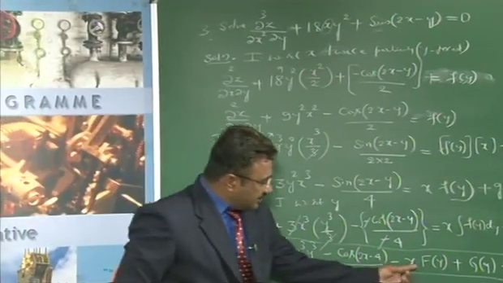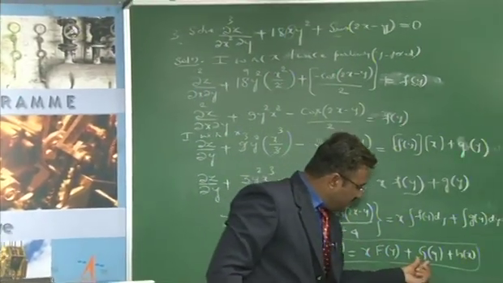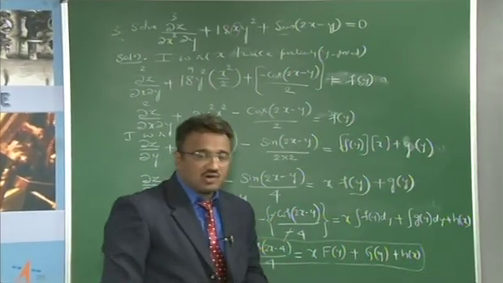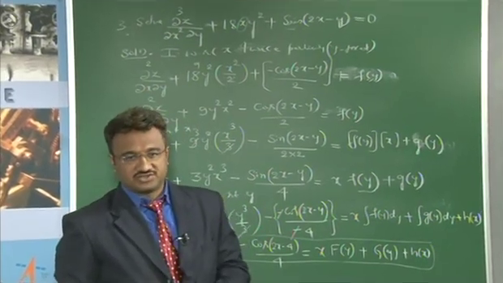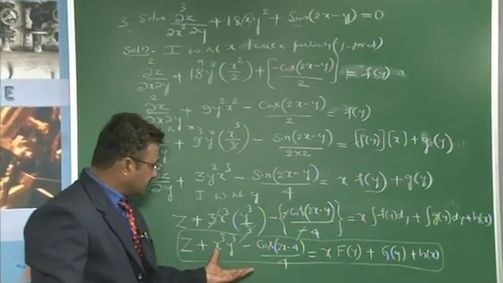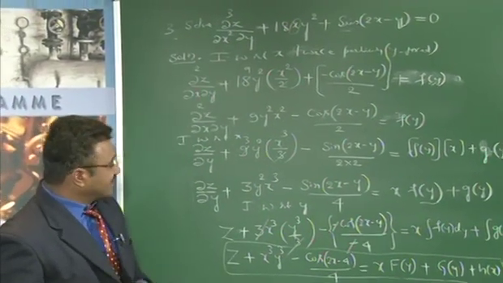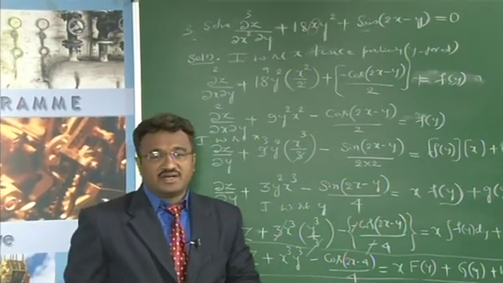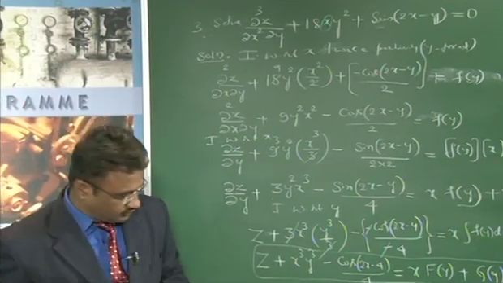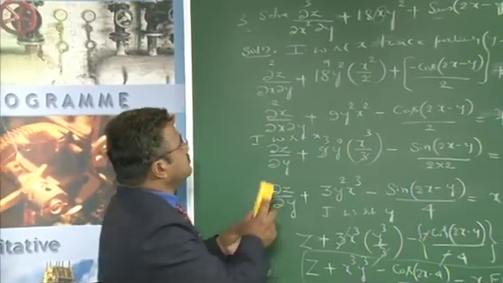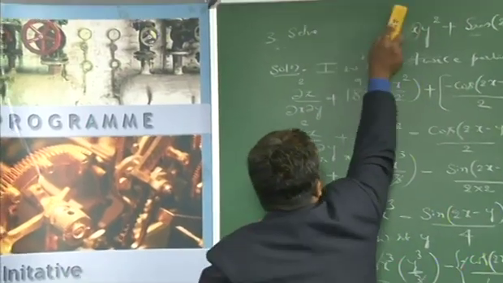See here, capital F(y) and G(y), and h, these are called arbitrary functions. So this is the required solution after solving this problem to extract your dependent variable z. Then I move to the next problem.